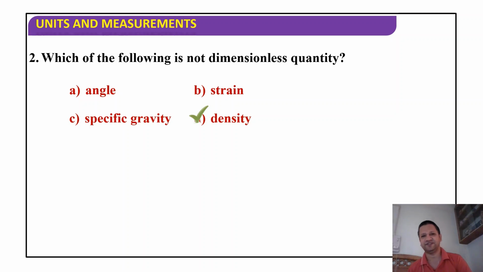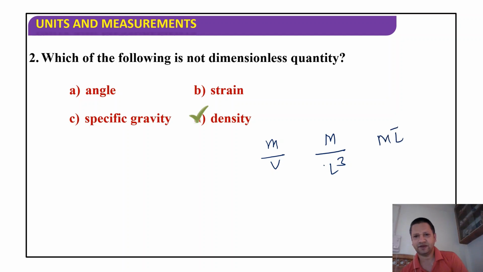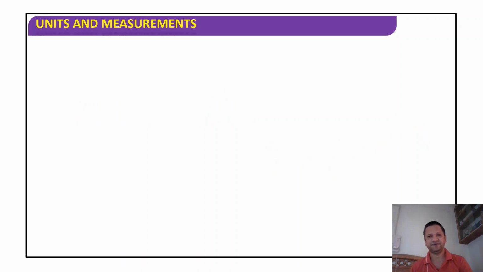Which of the following is not dimensionless? Density is mass per unit volume. It has a particular dimension. In density, mass upon volume: mass we write as M, volume is L cube. So it becomes ML minus 3. So it has dimensions. The rest, like angle, arc upon radius, have no dimension. Similarly, these terms do not have a dimension.